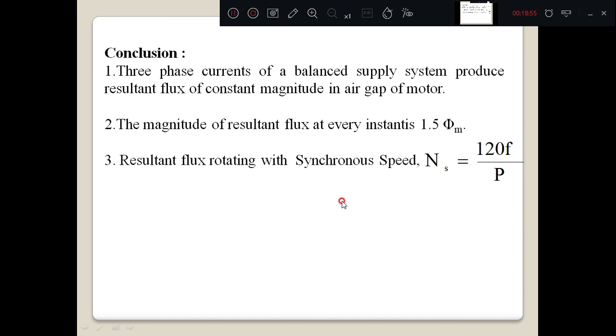Therefore, the conclusion is that three-phase currents of a balanced supply system produce a resultant flux of constant magnitude in the air gap of the motor. The magnitude of the resultant flux at every instant of time remains the same, that is 1.5 times phi m, and this resultant flux rotates at the synchronous speed, that is 120 f by p. This is how a rotating magnetic field is produced in the three-phase induction motor.